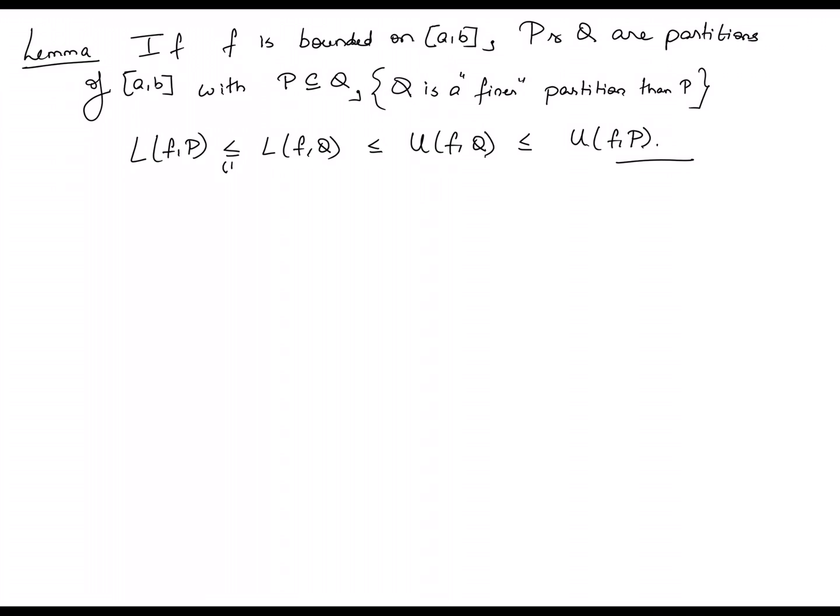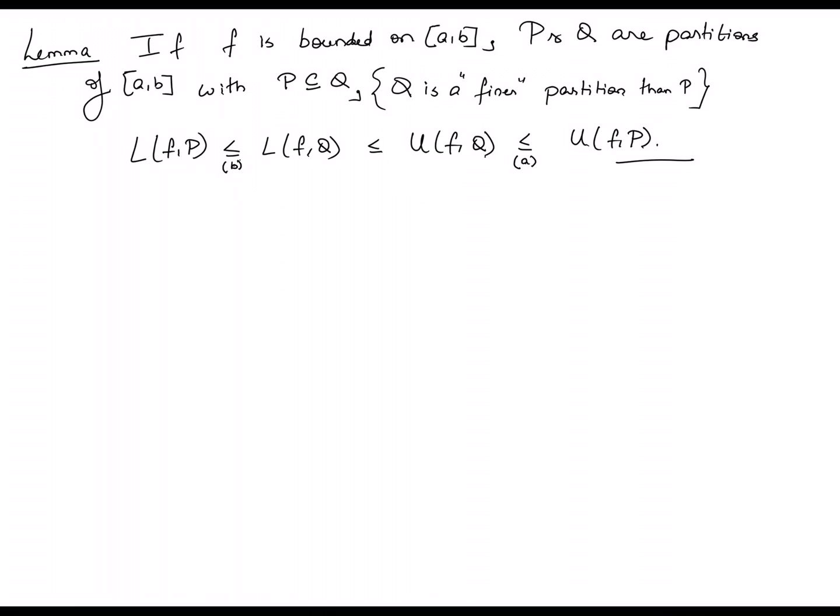So essentially what remains is to show, let's call this B and let's call this A. What remains to show is that L of fP is less than or equal to L of fQ. What is the interpretation of this? The interpretation is that as you make your partition finer, the lower sums become greater. And what the inequality A tells you is that as you make your partitions finer, the upper sums will actually decrease.